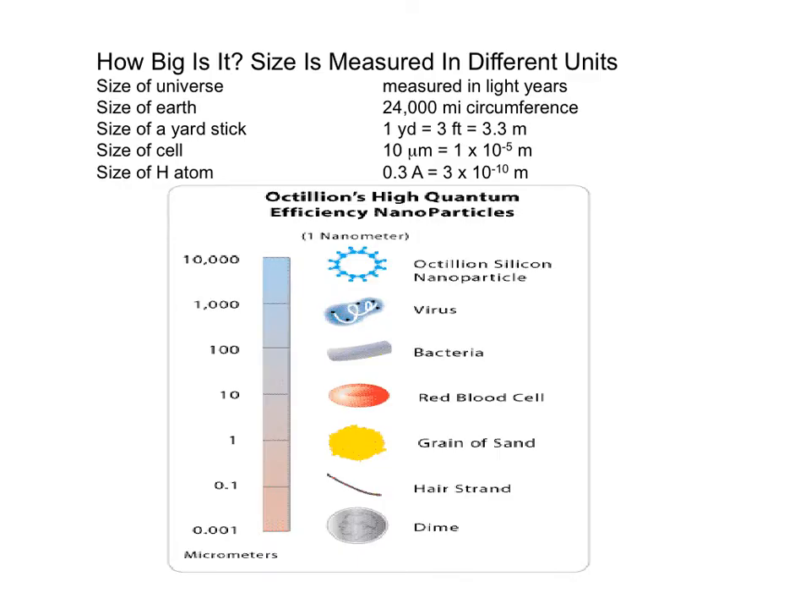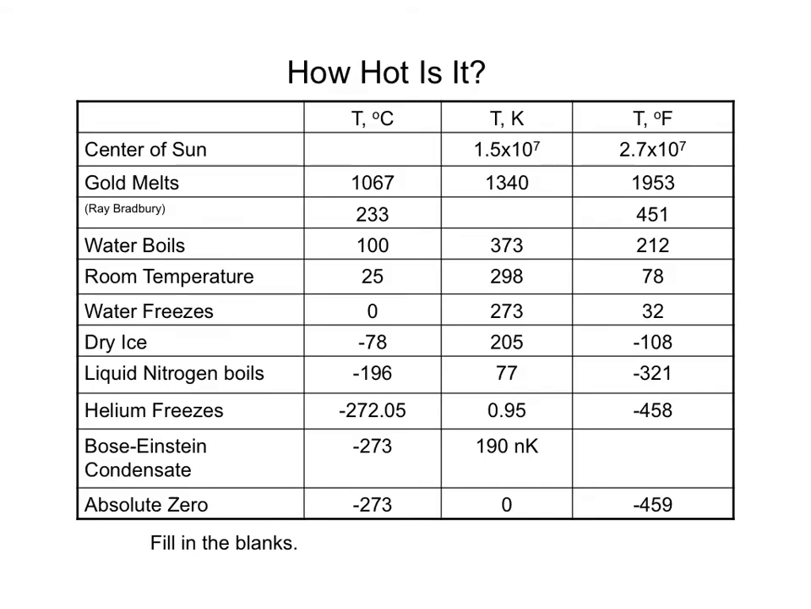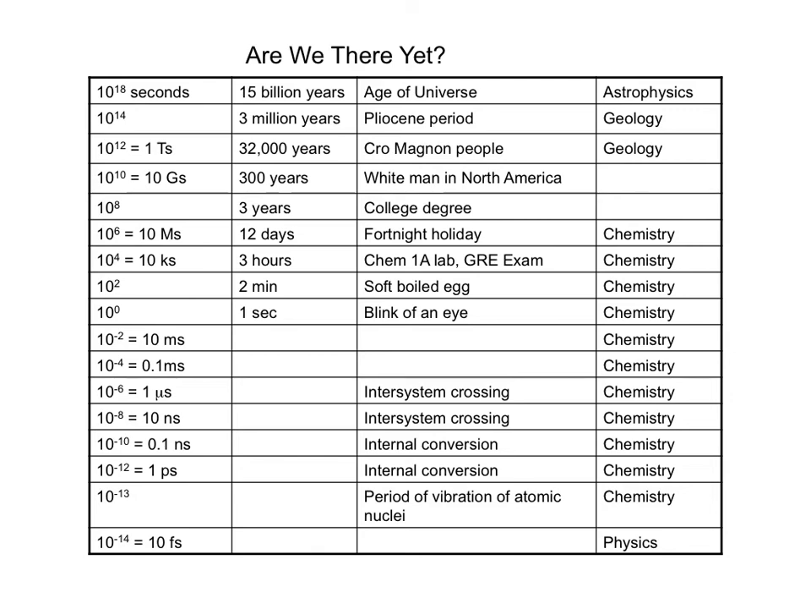Scientists have measured how big or small things are, from the size of the universe to the size of a hydrogen atom. Scientists have measured how hot or cold things are. The center of the sun is really hot, 15 million degrees Kelvin. Water freezes at 0 degrees Celsius. Scientists can measure how fast or slow things are. Note that chemistry ranges from 0.1 picoseconds to a few days.